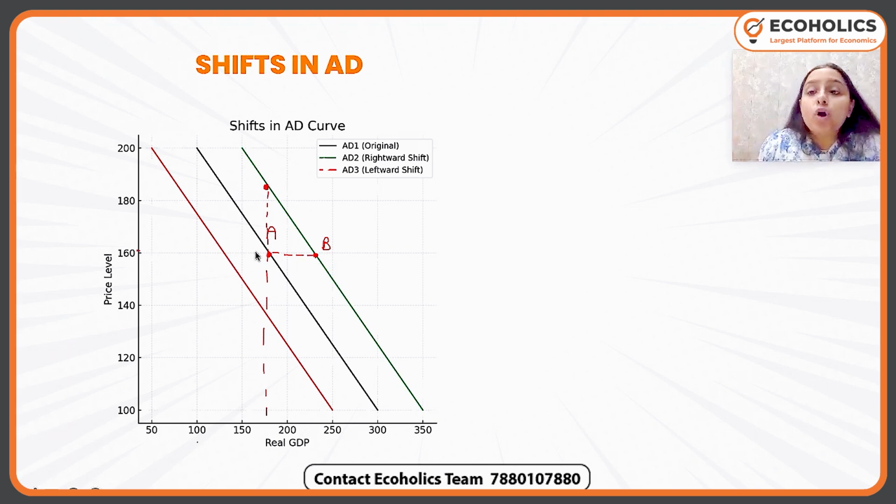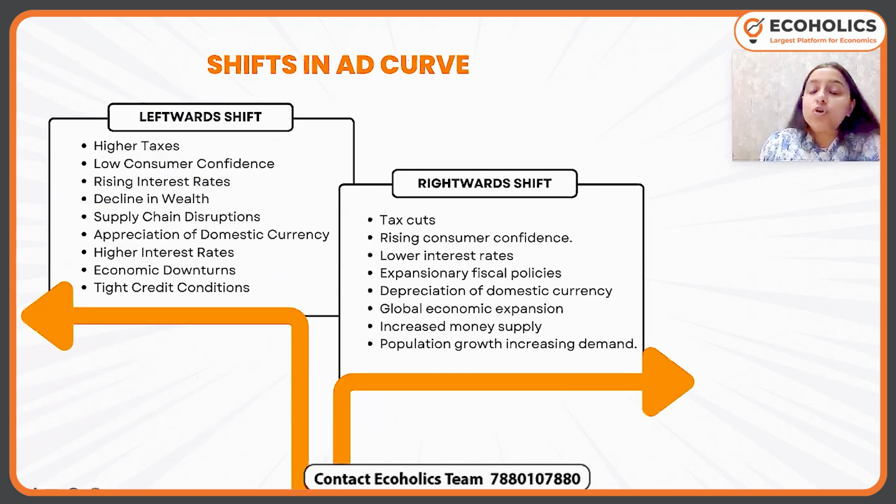Similarly, when I talk about the leftward shift, at the same price, the demand has fallen. So here the demand has fallen in leftward shift at same price level. In the rightward shift at the same price level, demand has increased. All right. So let's see which factors bring increase in demand and decrease in demand.